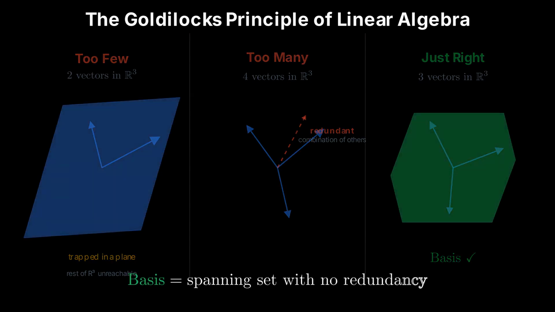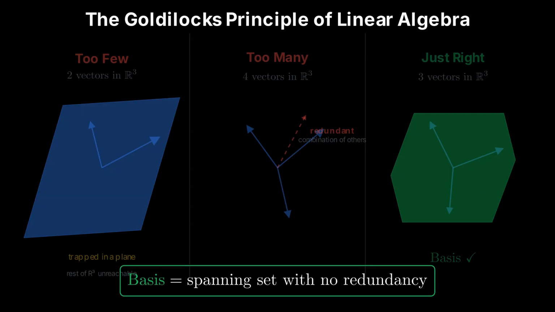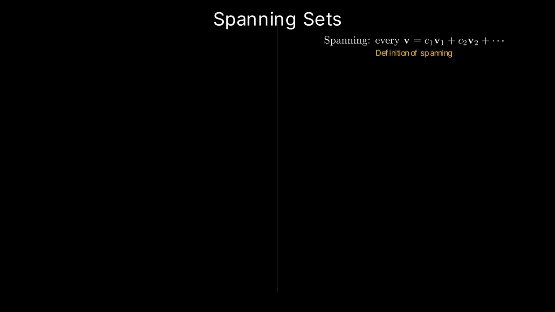A basis is the set that's just right, not too few, not too many. Today we'll pin down exactly how to tell when a set is just right and prove that the perfect number never changes. A set of vectors spans a space when every vector in that space can be written as a linear combination, a weighted sum like c₁ times v₁ plus c₂ times v₂.